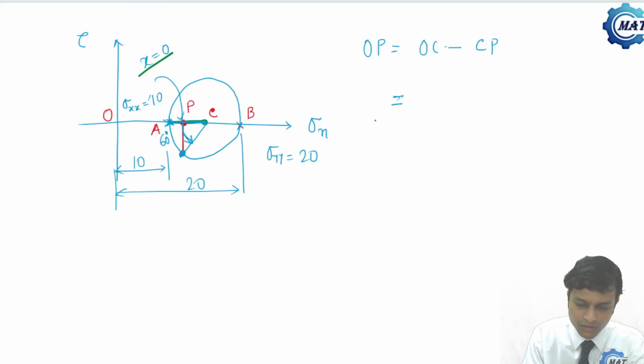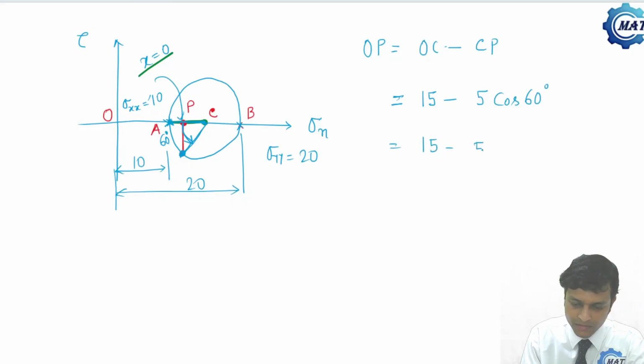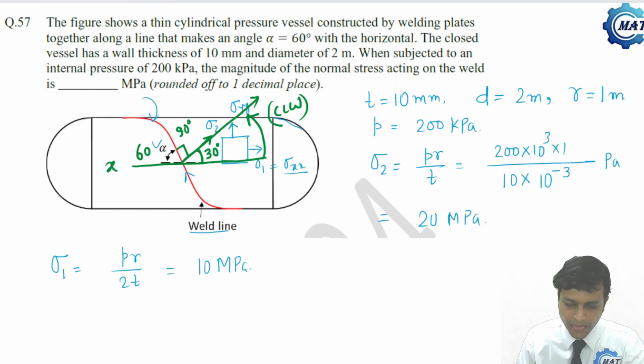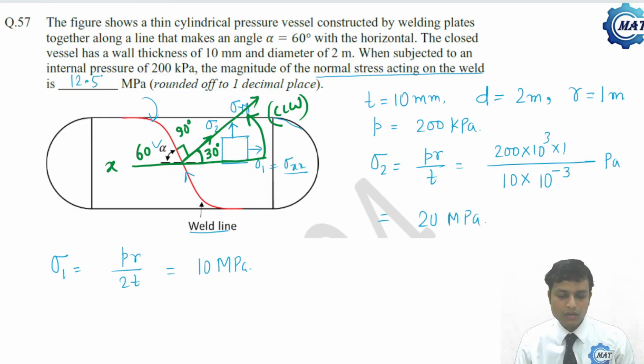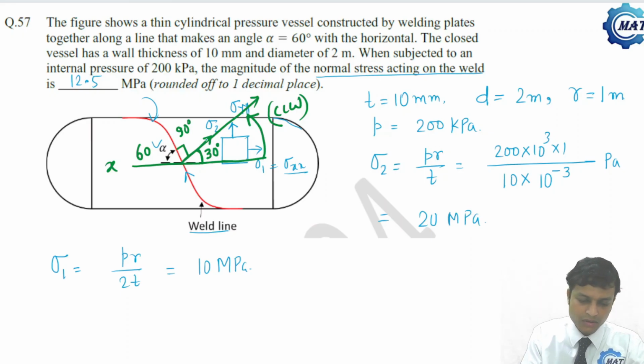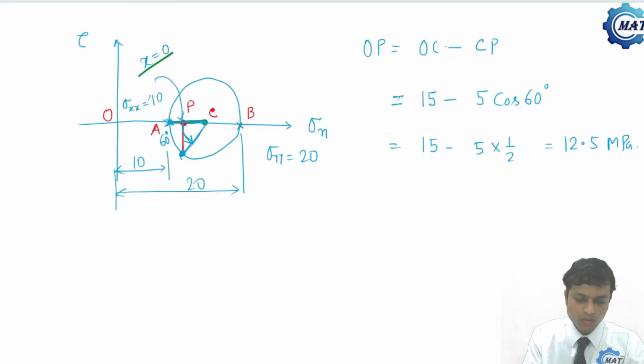Then OC is 10 plus 5, 15, minus CP. CP is the radius of the Mohr circle, which is 5, so 5 cosine 60 degrees. That is 15 minus 5 into cosine 60, which is half. That is 12.5 MPa. So this is the answer to the problem: the normal stress acting on the weld is 12.5 MPa. This is a very conceptual problem. Who has gone through my full course class can do it easily. The concept is that the plane whose normal makes an angle, that angle has to be doubled in the Mohr circle.